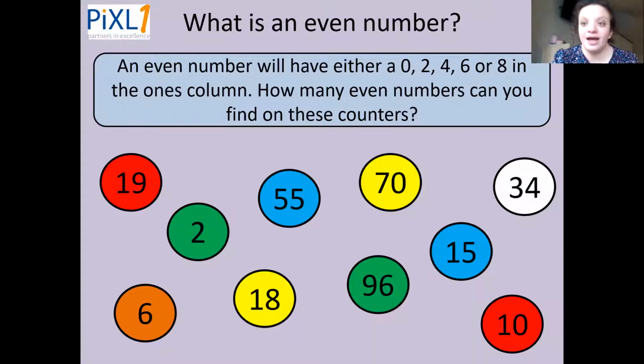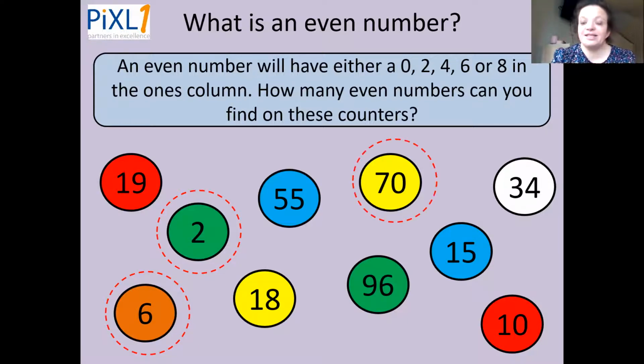Okay, well done. So my even numbers are 6, because 6 I can equally divide into two groups of 3, 3 and 3, and also it's one of our special numbers over here. 2, again, we can split 2 down the middle, 1 and 1, it's two equal groups. 70, because if I look at my ones column, it's got a 0, and I know that if I split 0 in half, I've still got 0 in each group. We're not looking at the 10s, we're looking at the ones.